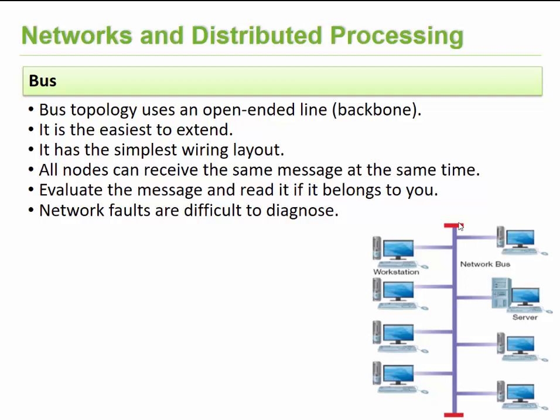It's the easiest to extend, so it's relatively easy to add new computers. You just plug it into an available port. It has the simplest wiring layout, and all nodes, all computers, receive the message at exactly the same time. So if I broadcast a message, it's going to be sent to everybody. Everybody will evaluate that message, check whether it's intended for them, and if so, they will look at the message. If not, they will disregard that message.